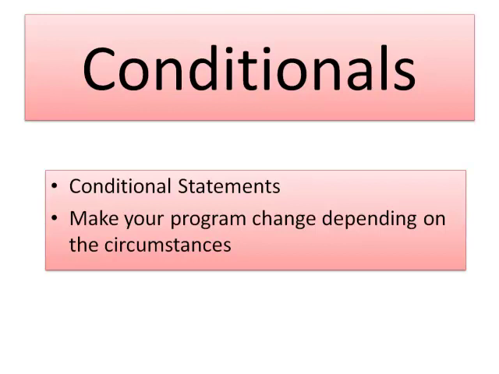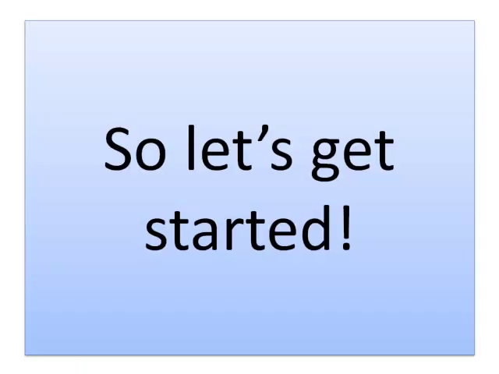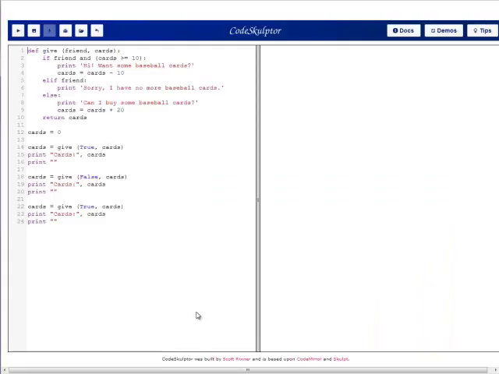Conditionals, or conditional statements, make your program change depending on the circumstances. One example is a traffic light. At red, we stop. At yellow, we slow down. And at green, we go. This is similar to Python, except instead of using colors, it uses numbers, and you'll see how that fits in later. So, let's get started.